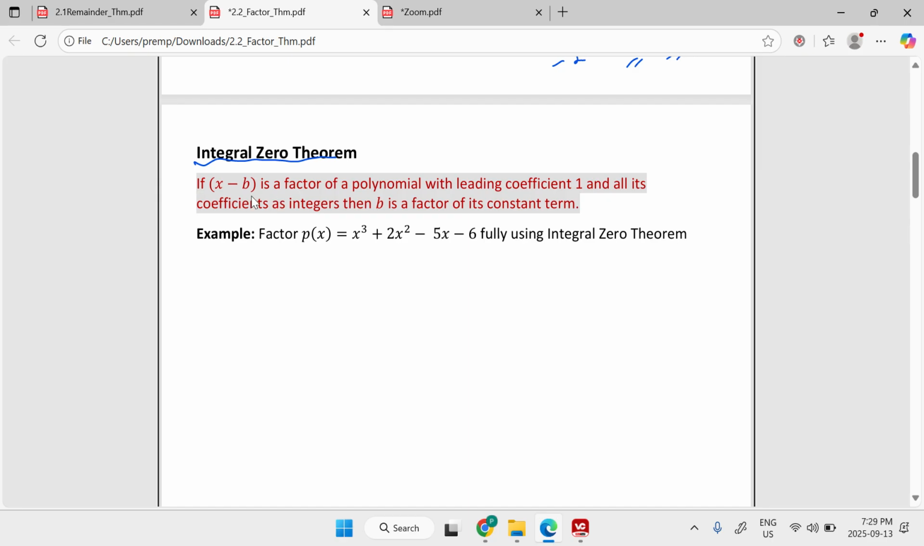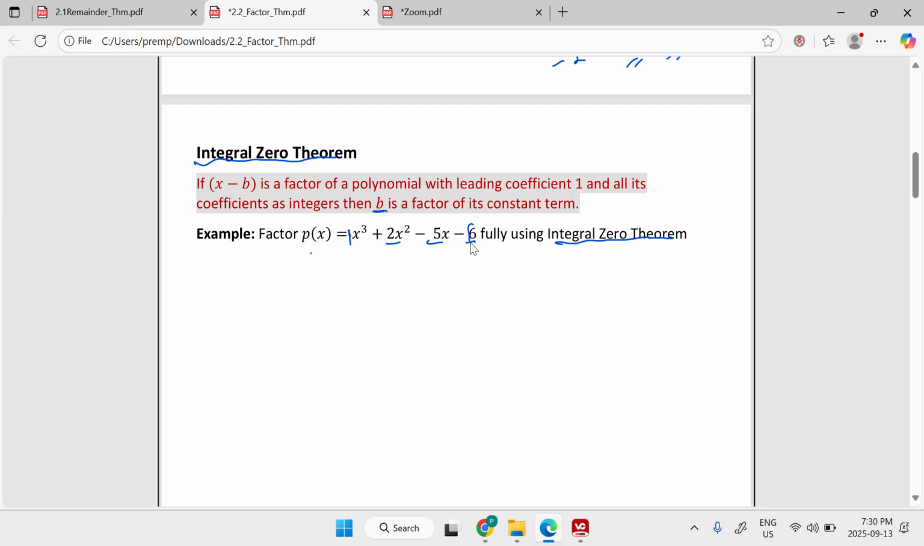It says that if x minus b is a factor of a polynomial with the leading coefficient 1 and all its coefficients as integers, then b is a factor of its constant term. Okay, so factor this one using the integral zero theorem. So what we have to see, we are looking for any factor of this polynomial where the leading coefficient is 1. You can see leading coefficient is 1 here, and all its coefficients are integers, even including this. That means integer b is a factor of the constant term.